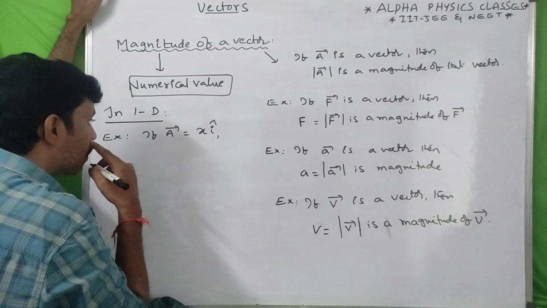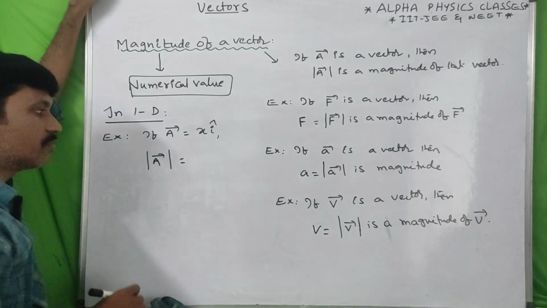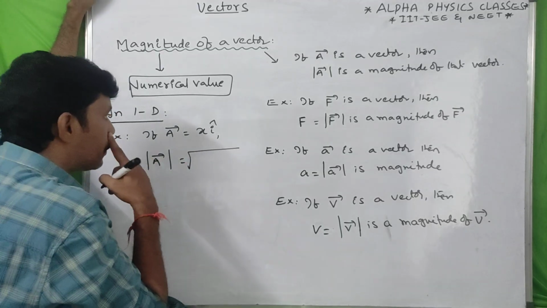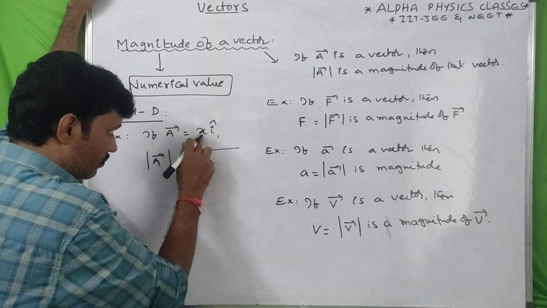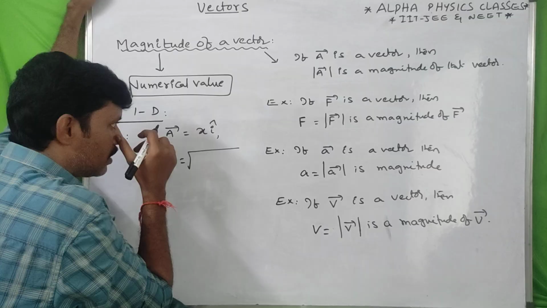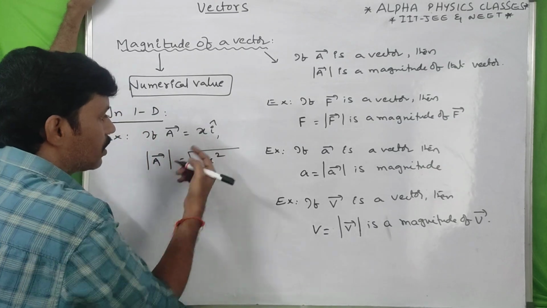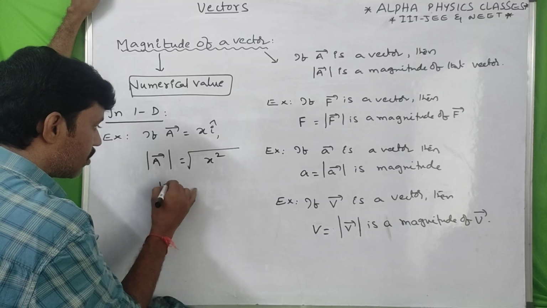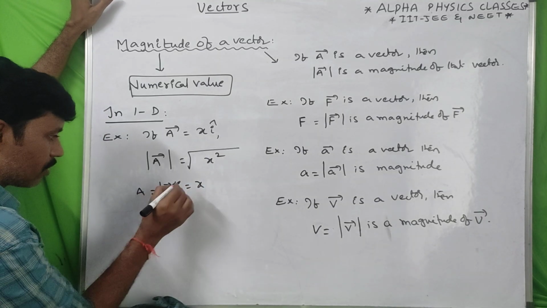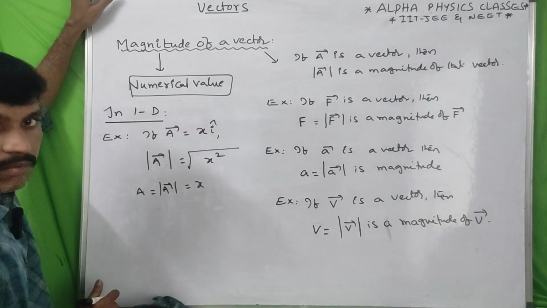Suppose they are asking modulus a bar is how much? Simple formula, square root of x square. Along i cap means along x direction, that value is x, for example. So modulus means square root of that component squared, so we get a is equal to just x. Modulus a bar is the magnitude, that is a number.